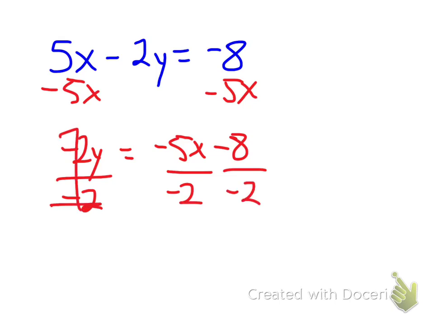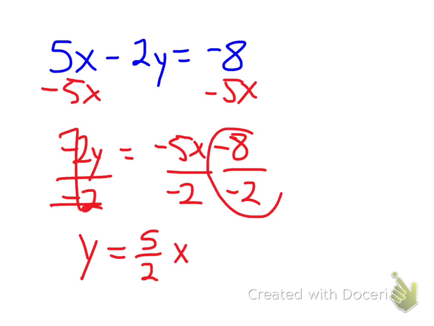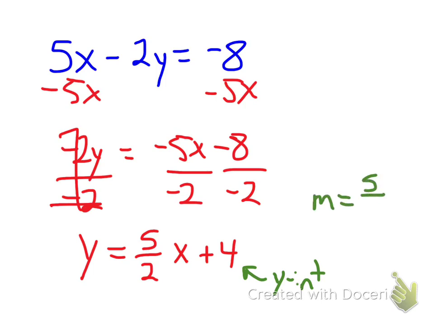This makes a 1, so now I have y equals negative 5 divided by negative 2. I'm going to keep it as a fraction, but the two negatives become positive, so I have 5 over 2 x. Negative 8 divided by negative 2, again, two negatives become a positive, and 8 divided by 2 is 4. Now I have a y-intercept of 4, and my slope is 5 over 2. So my slope triangle is up 5 to the right 2.